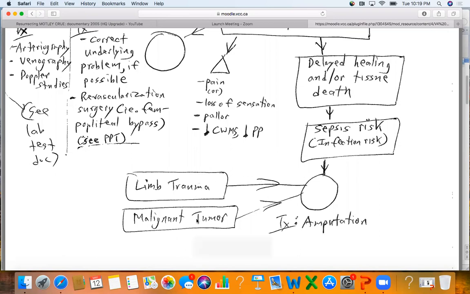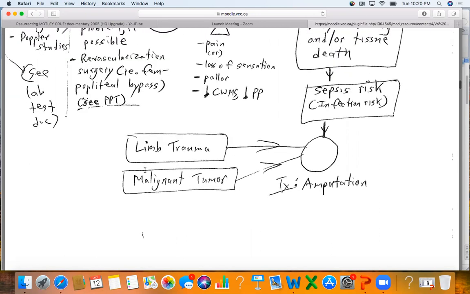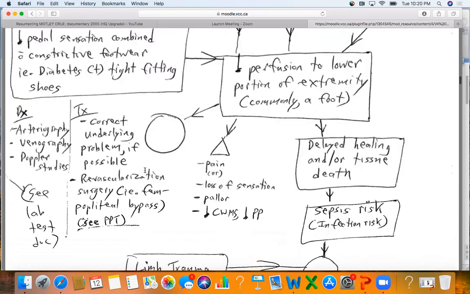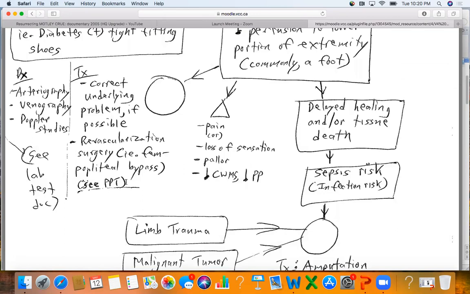These are other factors that could contribute to the need for an amputation, although they're not as common that I've seen out in general surgery. Before we move on to the head to toe diagram, let's just take a step back here and look at this revascularization surgery.